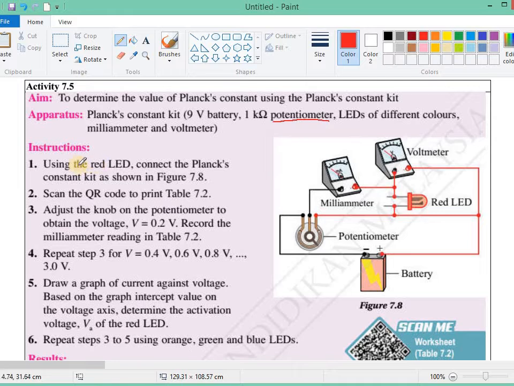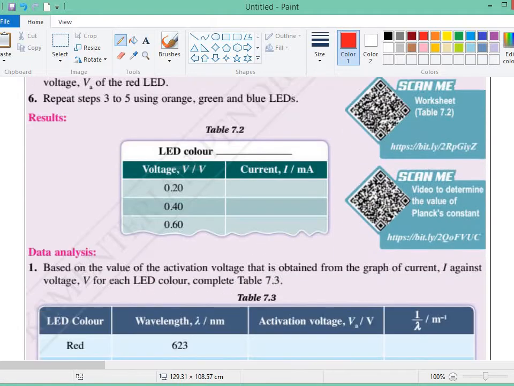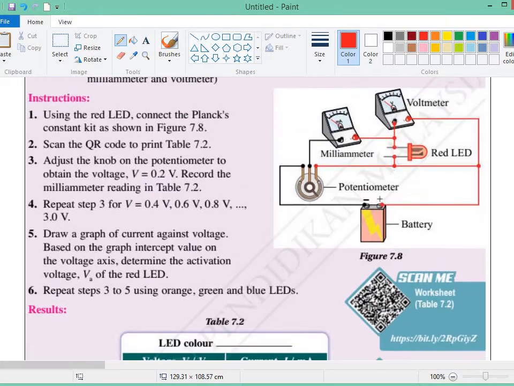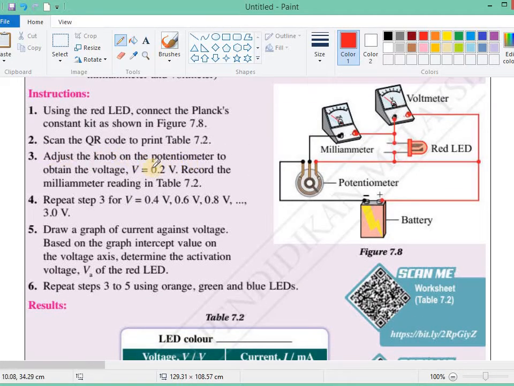Let's go through the instructions. Using the red LED, connect the Planck constant kit as shown in figure 7.8. Scan the QR code to print the table, which is table 7.2. Adjust the knob on the potentiometer to obtain the voltage V equals 0.2 volt. That means this voltage.